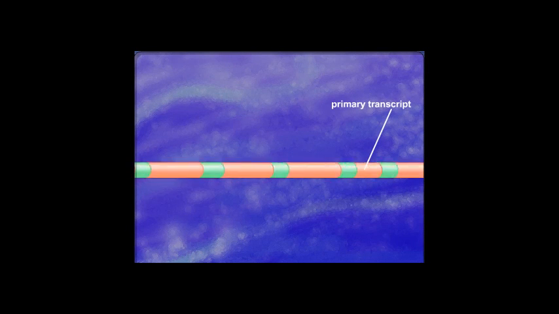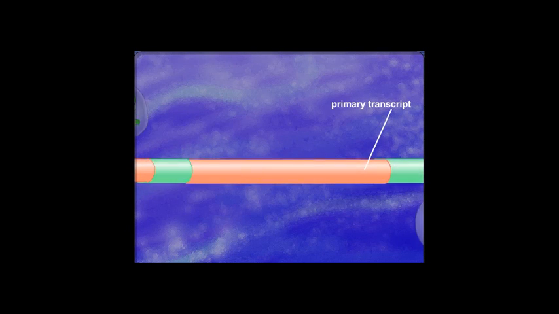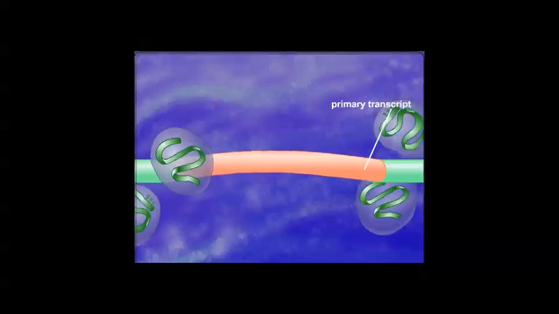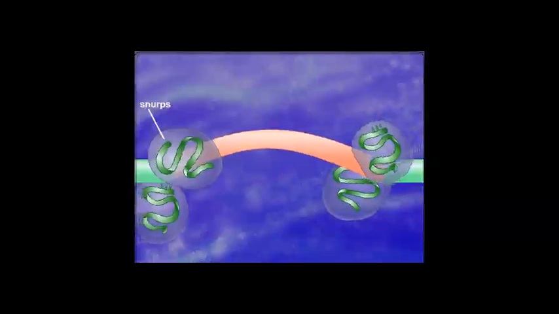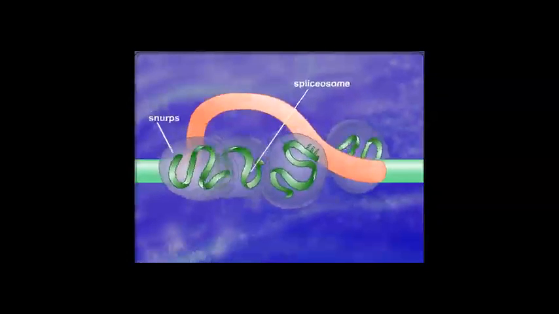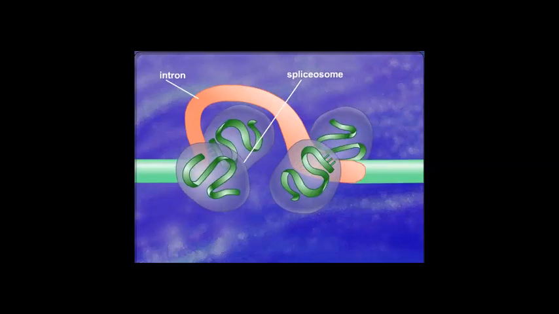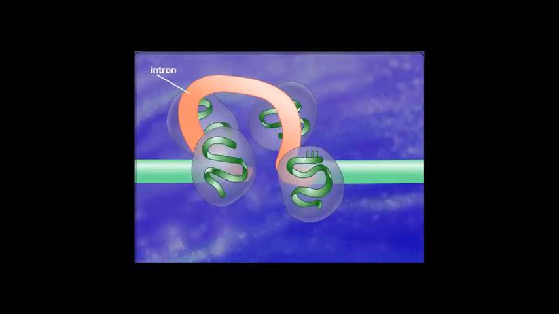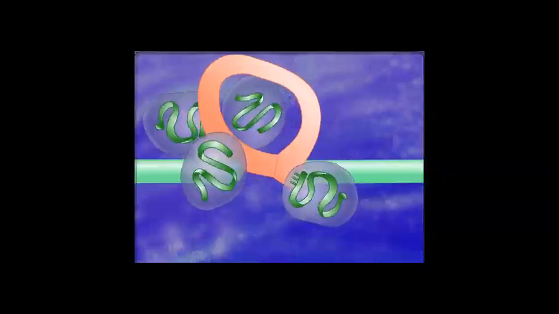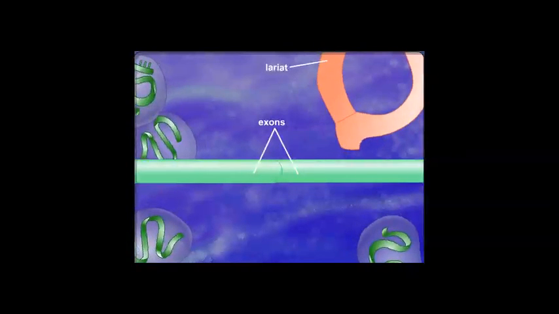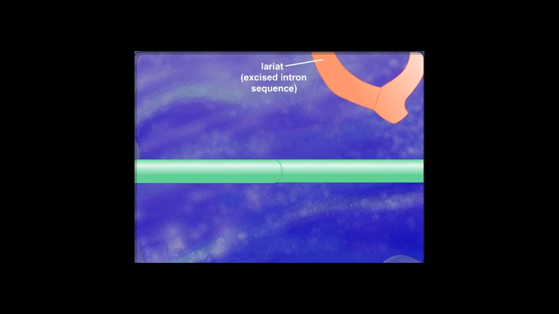The intron-exon junctions are recognized by small nuclear ribonucleoproteins called snRNPs. These snRNPs then cluster together, forming a larger complex called a spliceosome, which carries out the removal of the intron. Splicing involves cleavage of the 5' end of the intron, forming a looped structure called a lariat, joining the two exons together and releasing the intron.